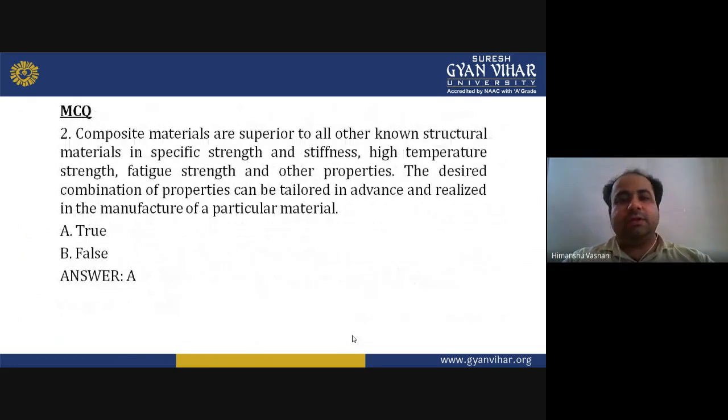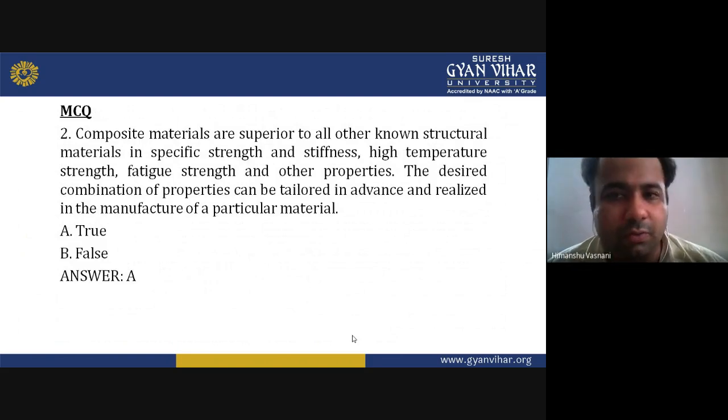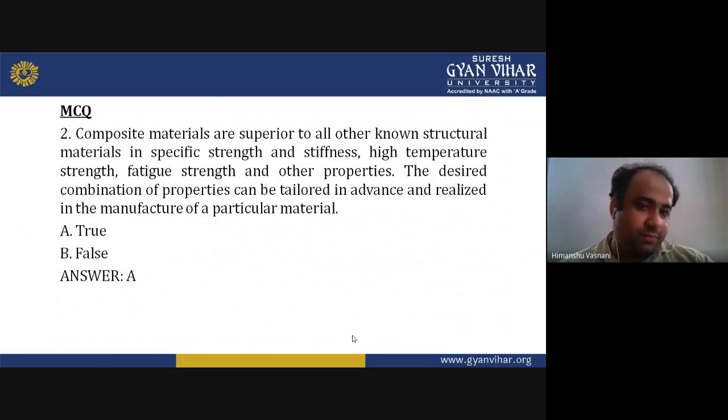A second question. Composite materials are superior to all other known structural materials in specific strength and stiffness, as well as high temperature strength and fatigue strength. The desired combination of properties may be tailored in advance and realized in the manufacture of a particular material. I think it's true in this case. The answer is A.